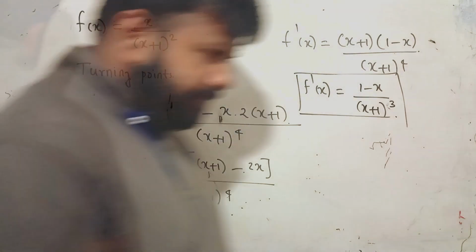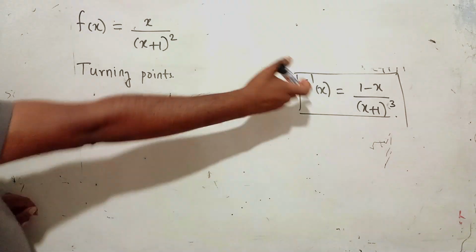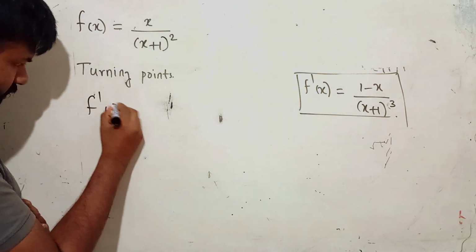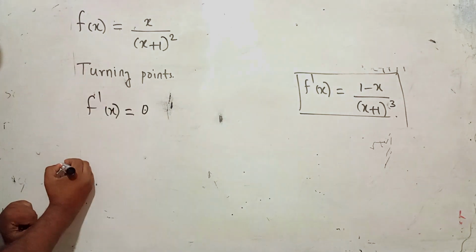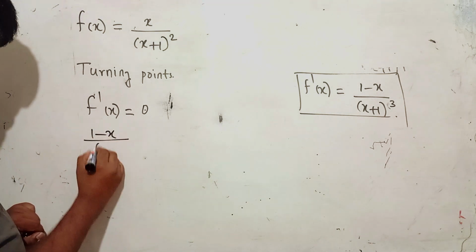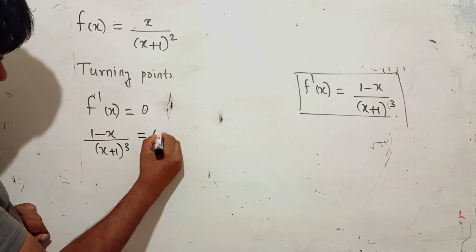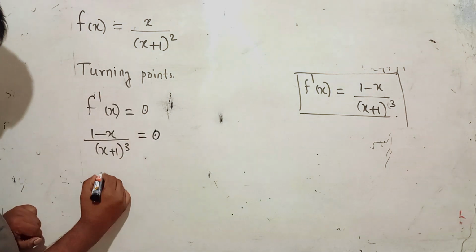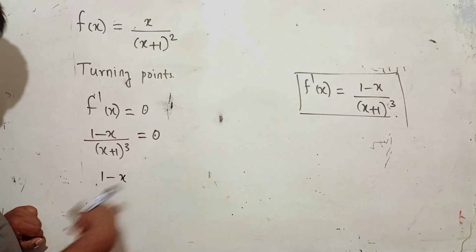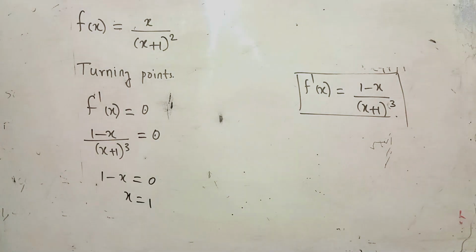Alright guys, now we have to find the turning points. We have already found the first derivative of this particular function. You have to equate this first derivative to 0. We know that f'(x) is equal to (1 minus x) divided by (x + 1) to the power 3, which is equal to 0. So the solution: (1 minus x) over (x + 1) cubed equals 0, so 1 minus x has to be equal to 0, which means x has to be equal to 1.